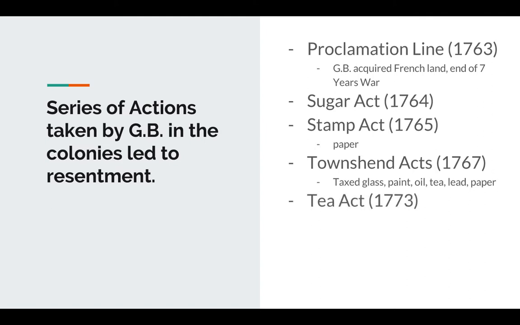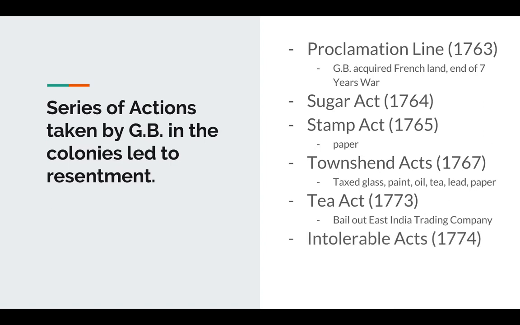Then we have in 1773 the Tea Act, and we should be familiar with this one from 8th grade U.S. history. The intention of the Tea Act, obviously we know it taxed tea, but the reason that they implemented this specific act is because Great Britain wanted to and needed to bail out the East India Trading Company, which was a crucial component to the British economy. And then we have, lastly, the Intolerable Acts in 1774.